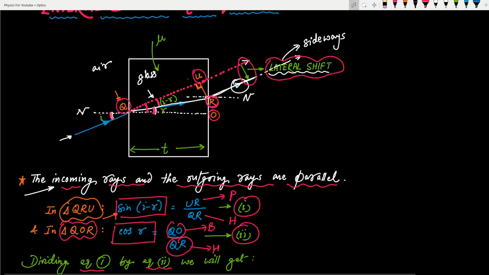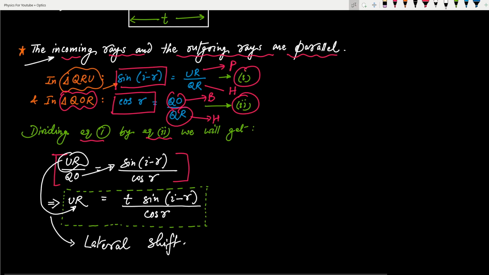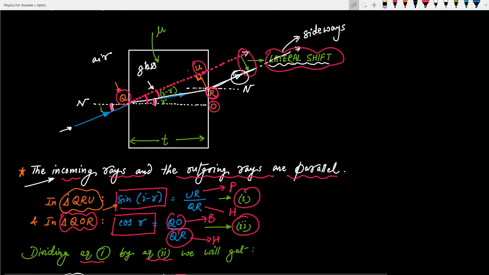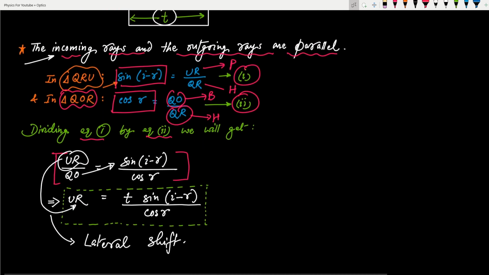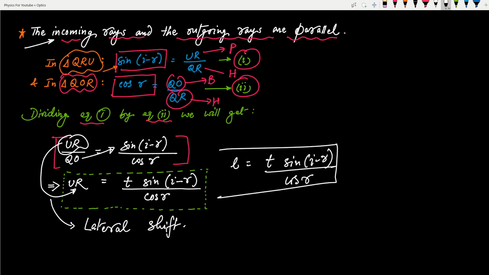So our target is to find UR, and that is our lateral shift. Okay, so we can write it down here that this is actually the lateral shift. And QO, we have brought QO to this side. If you look into the figure again, QO is nothing but the thickness of the slab. See, this is Q and this is O. So QO is nothing but the thickness of the slab. So replace QO by the thickness of the slab, that is small t, and we get that lateral shift, that is L, is nothing but thickness of the slab multiplied by sine I minus R divided by cos R, where I is the angle of incidence and R is the angle of refraction.